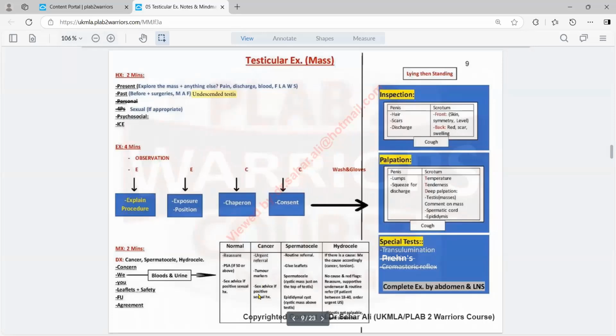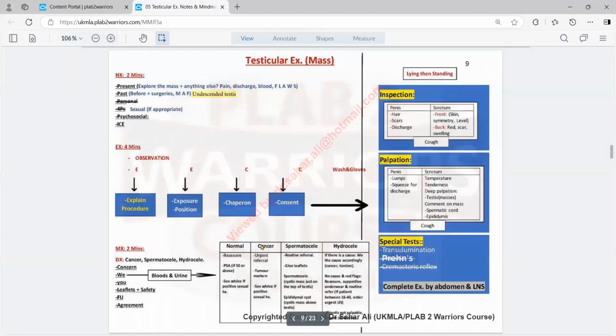All right. In some cases, you can find the mass is not cancerous, but the patient has a history of undescended testes. In that case, what are you going to do? Urgent referral. Yes. All right, the mass is not cancerous. It's cystic, or it's regular and it's not hard. But the patient has a history of undescended testes.